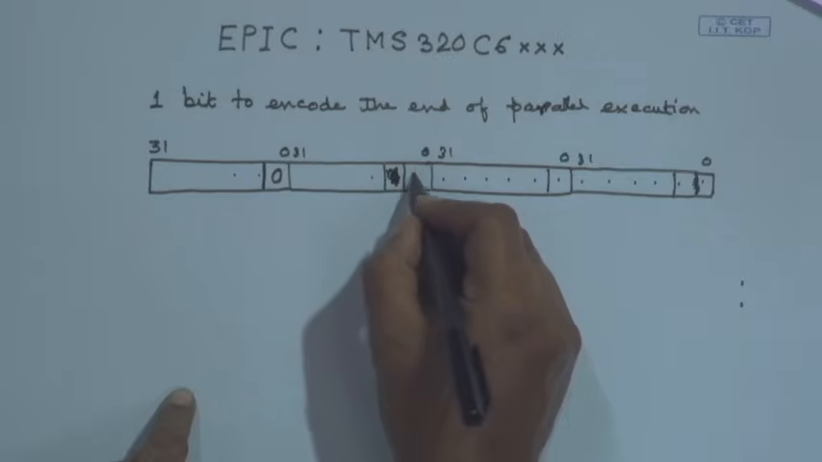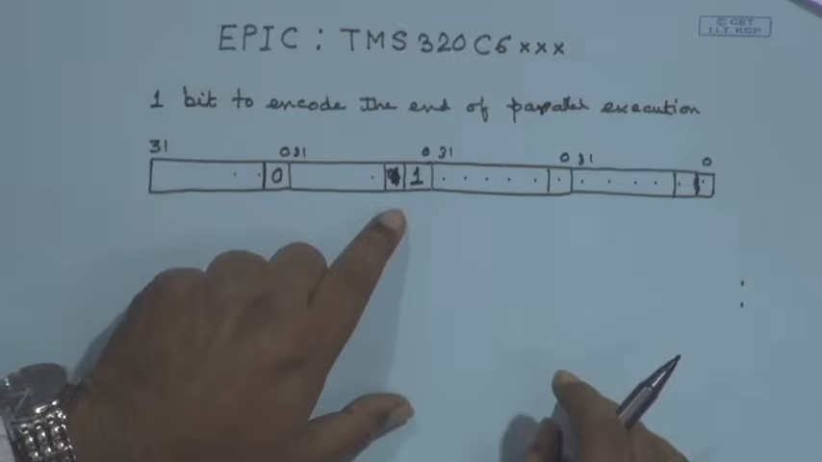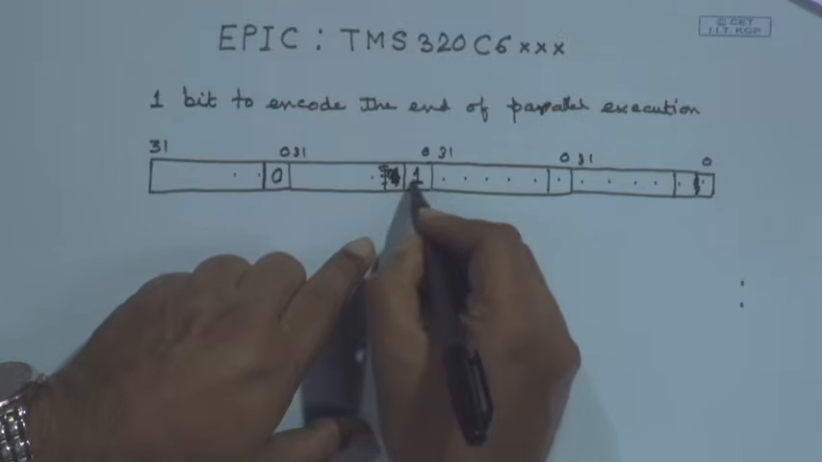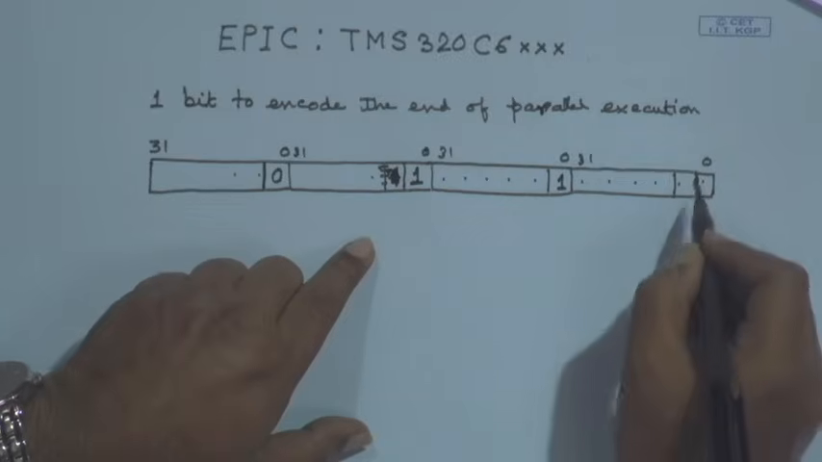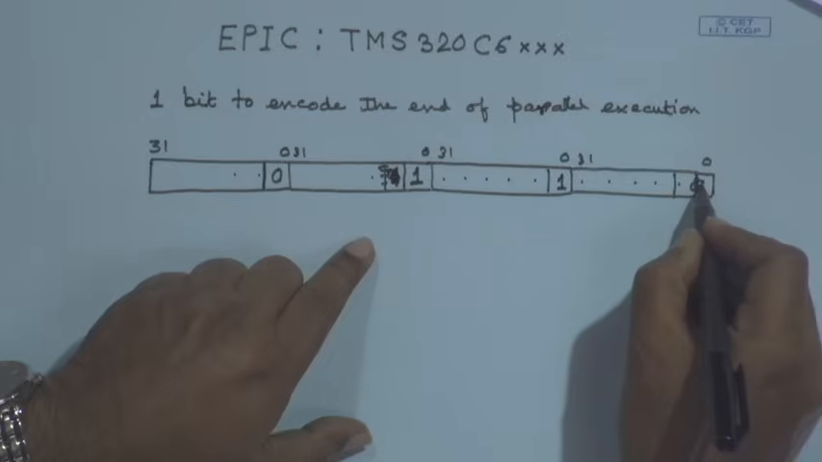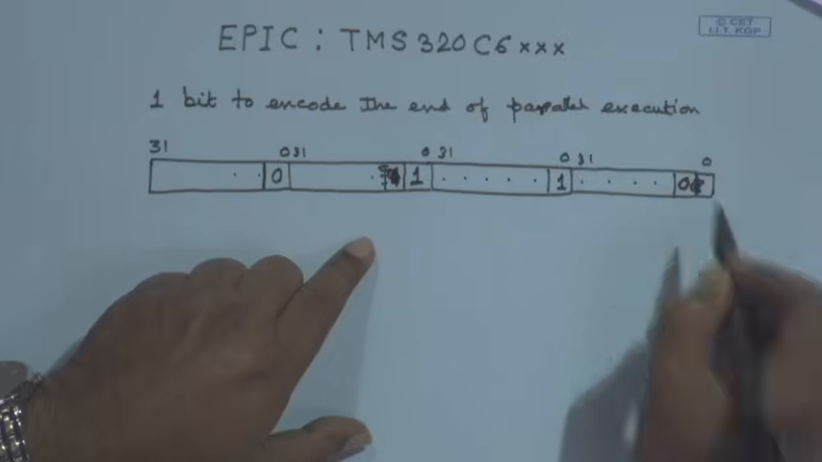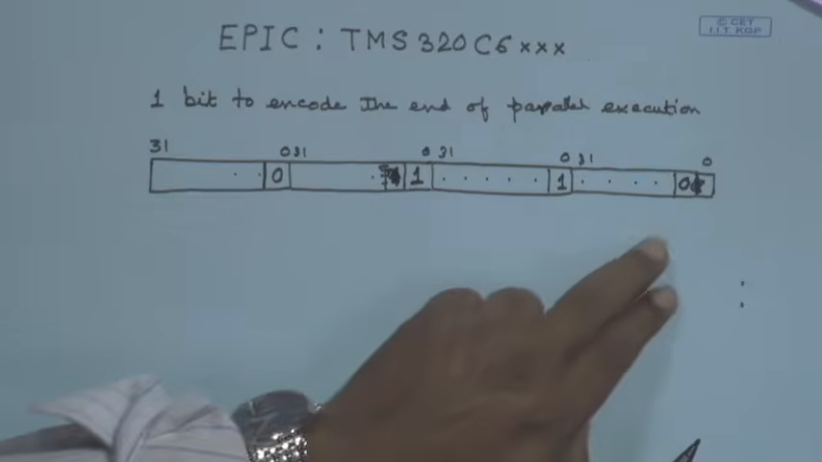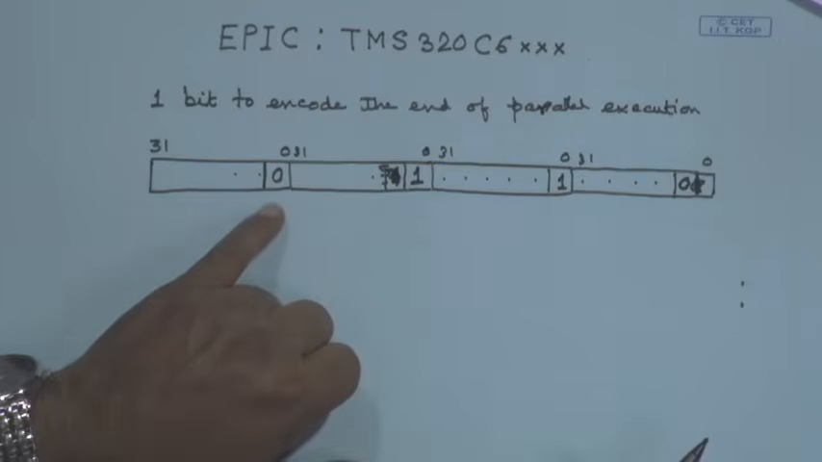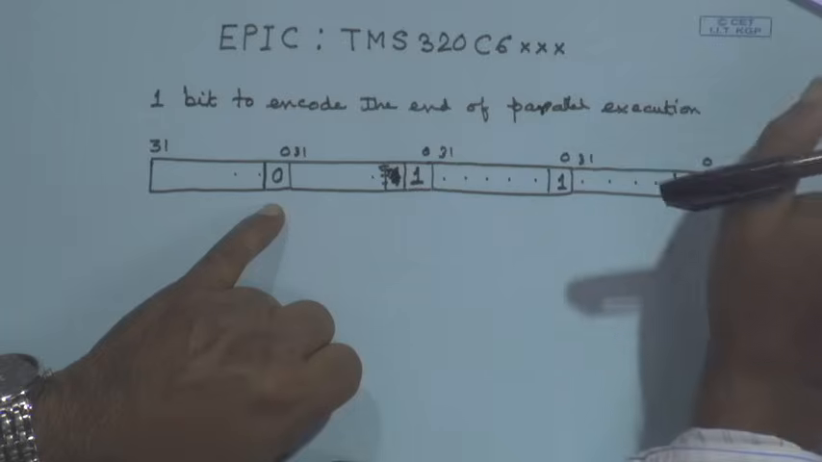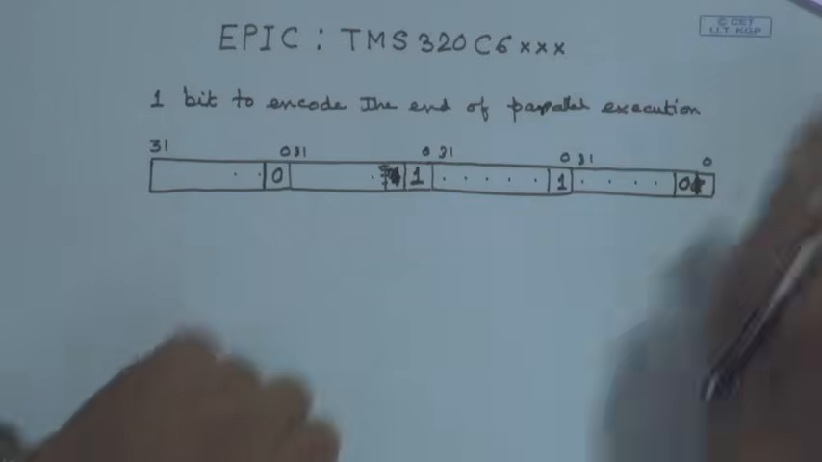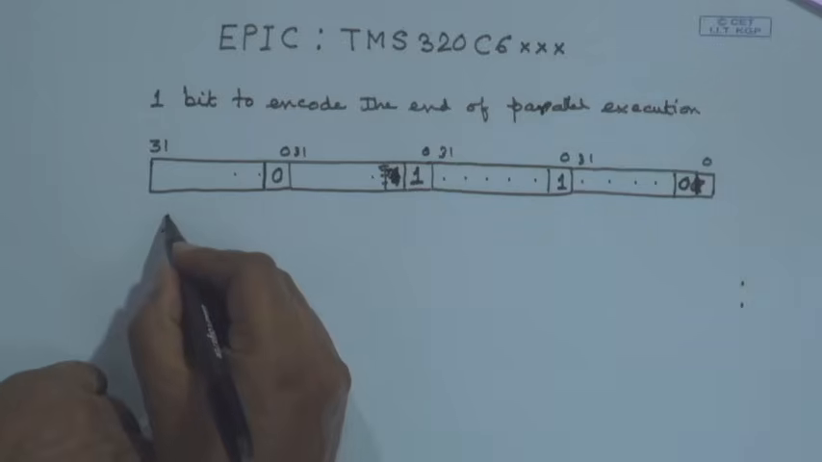I am doing it the wrong way. I hope you understand. The LSB is always being kept at 0 or 1. All right. Suppose I make it 0. Now, if it is a 0, that means the next instruction will not be executed in parallel.